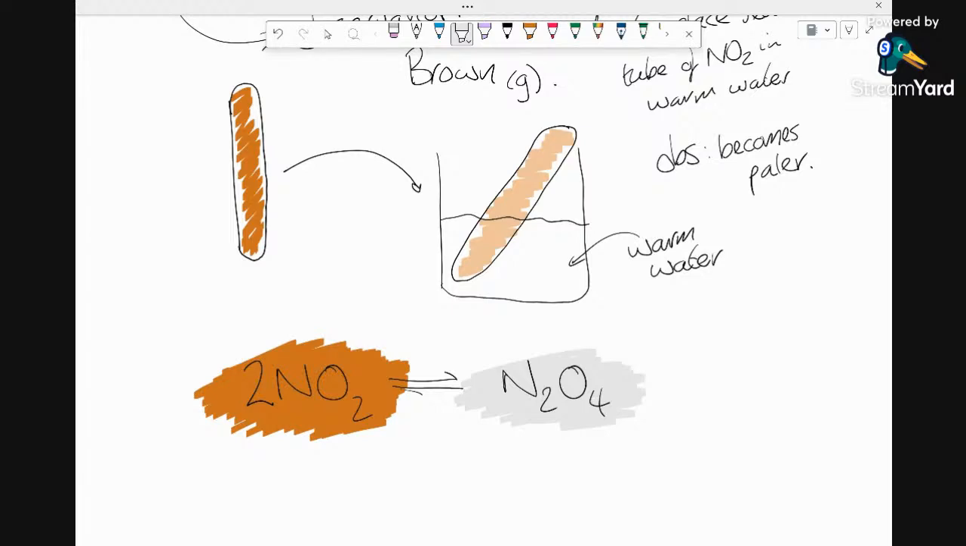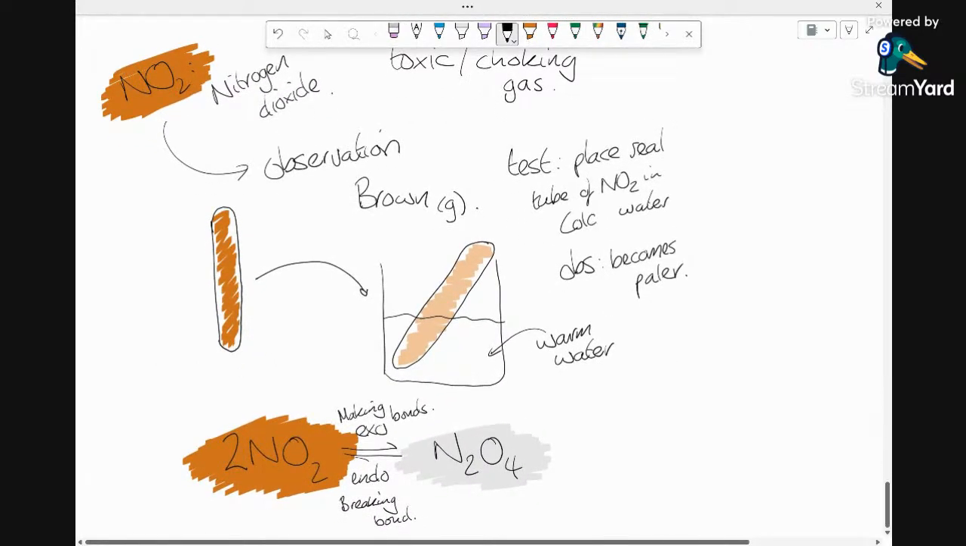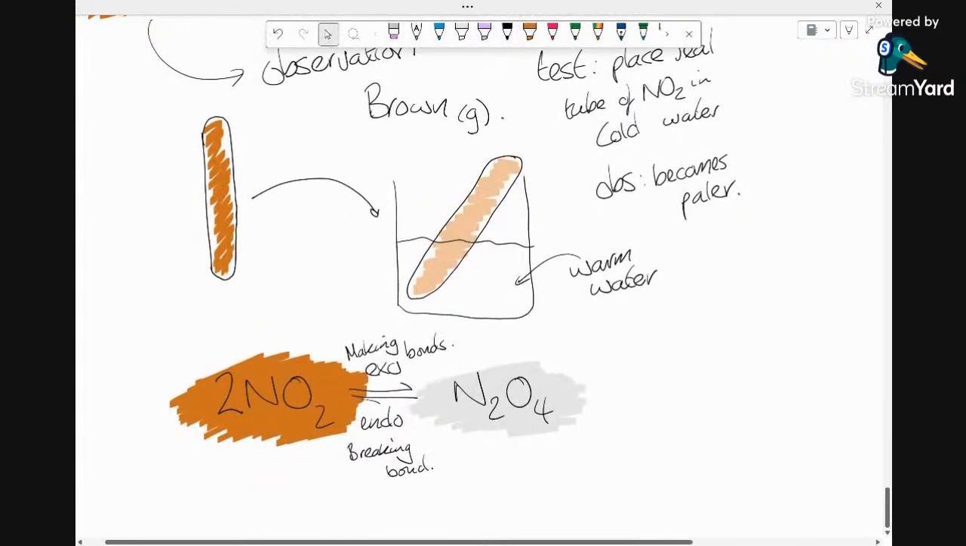Oh, shoot, I've got it the wrong way around. Oh, I've got it wrong. The forward direction is exothermic because it's making bonds. Making bonds is exo. The backward reaction is endo because it's breaking bonds, and to break bonds you need to provide energy. I've suddenly got this the wrong way around, folks. I'm so sorry, everybody. Put it into cold water and it'll become paler. If you put it into hot, it'll get darker.